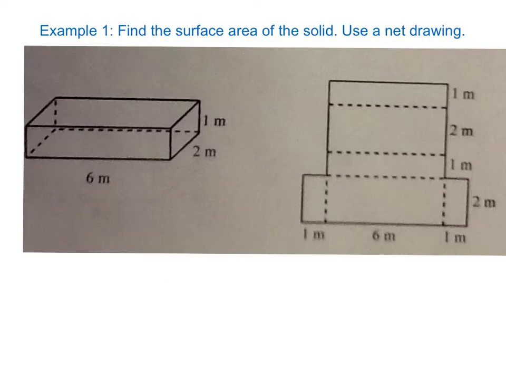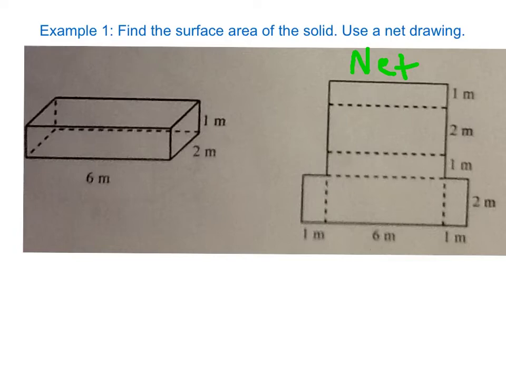Alright, so now we're talking about the surface area of a solid, which is the area of all the faces, and using a net drawing to help us do that. The net drawing is basically if you took a three-dimensional figure such as a solid and flattened it, that would be a net drawing. So over here we've got the net for that particular solid, the rectangular prism.